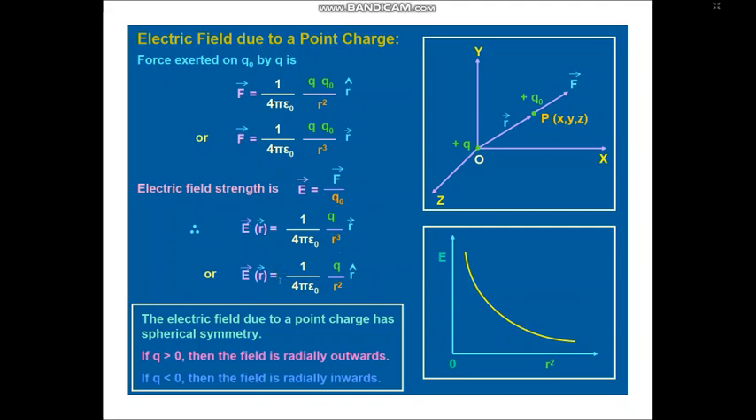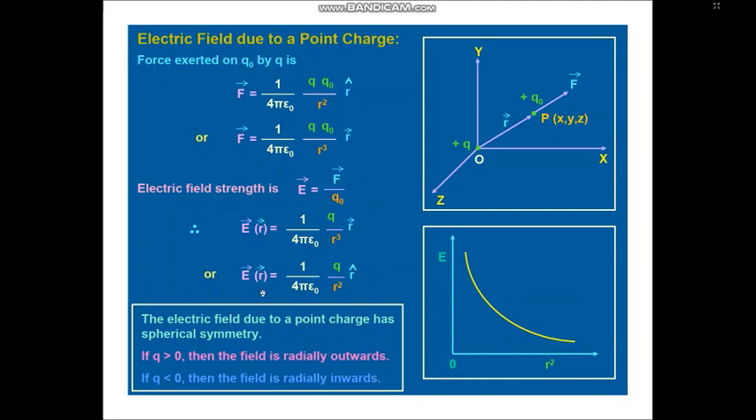Here we see that the electric field is inversely proportional to R square. So the graph between electric field versus R square is like this. The electric field due to a point charge has a spherical symmetry. If Q is greater than 0, that is for positive charge, then the field is radially outward. If Q is less than 0, that is for negative charge, the field is radially inward.